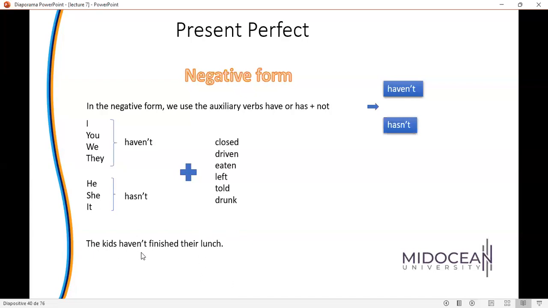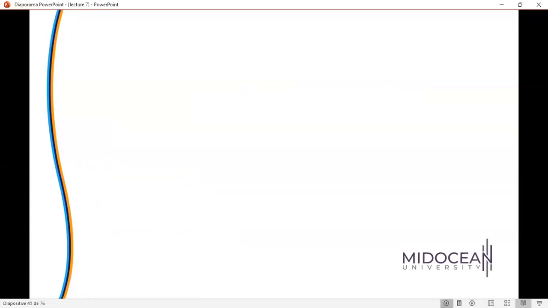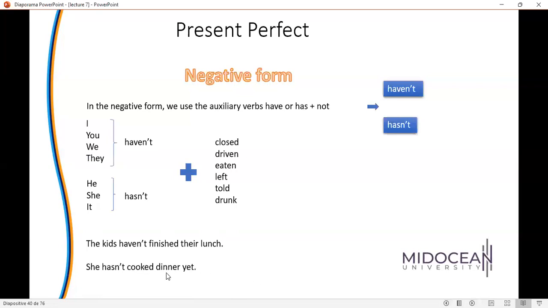Sentence: the kids haven't finished their lunch. So here you have the kids, the subject, the auxiliary verb haven't, and the past participle of the verb to finish is finished. Another one: she hasn't cooked dinner yet. Negative form here, as you see: subject pronoun she plus auxiliary verb hasn't. The past participle of the verb to cook is cooked, so it's a regular verb.